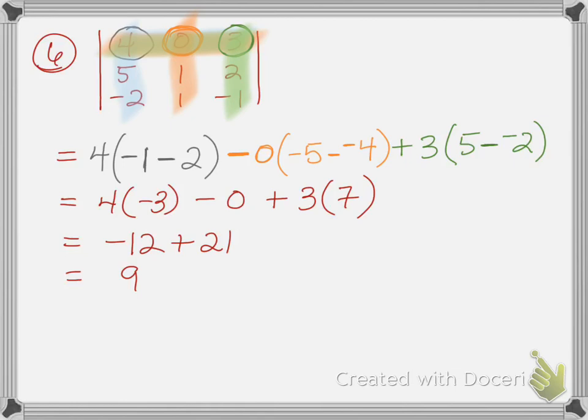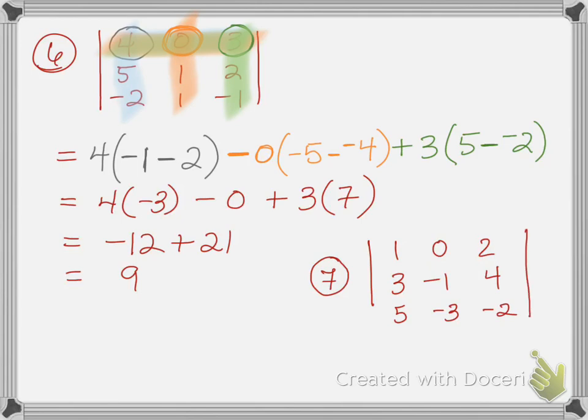Hopefully you had no issues there, because now I want you to do number 7 on your own, and I'm going to do that a little prettier. It's hard to write nicely on this iPad. And the answer you should get to this matrix, 1, 0, 2, 3, negative 1, and 4, 5, negative 3, negative 2. I want you to show me the work, okay, and make sure you get 6 as an answer.